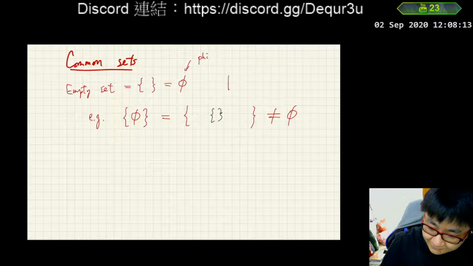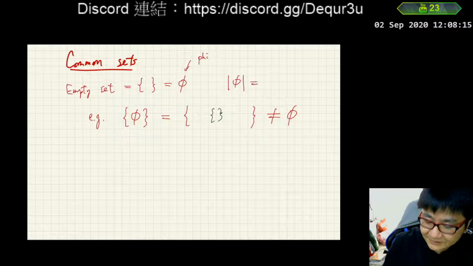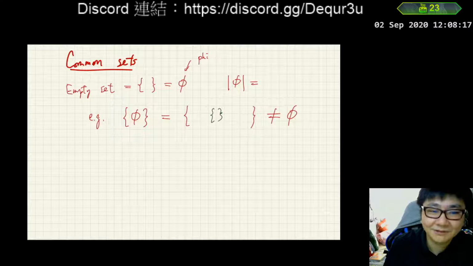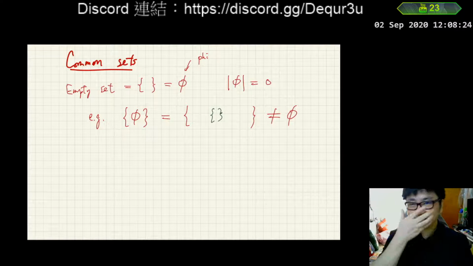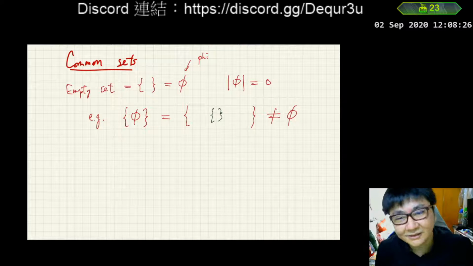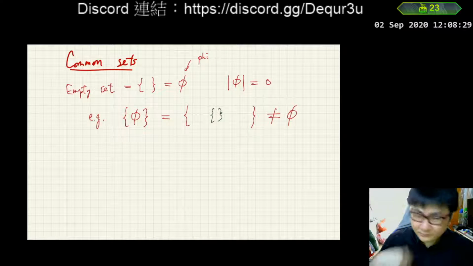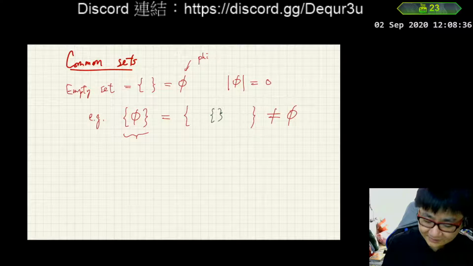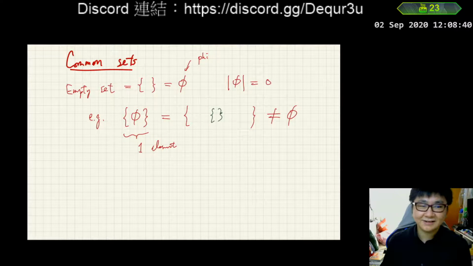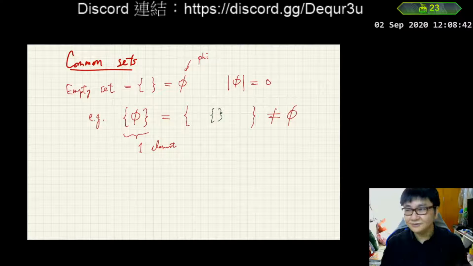And by the way, since it is empty, the number of elements in an empty set is 0. It is the only set that has 0 elements. Other sets will have some elements. For example, even this set has 1 element, because the element it has is the empty set. Also, try to note the difference.